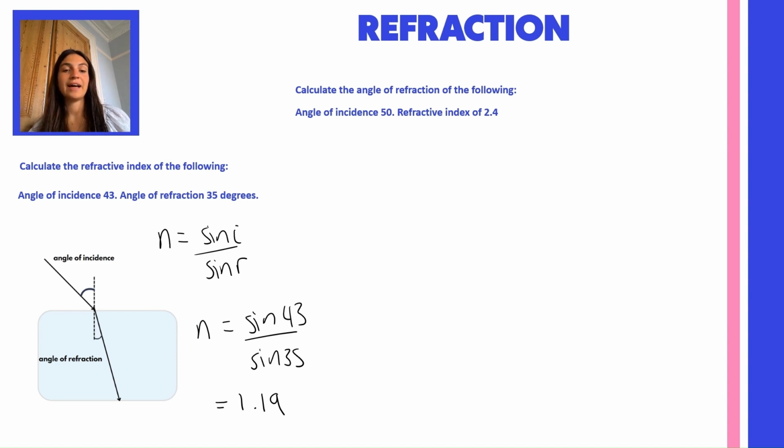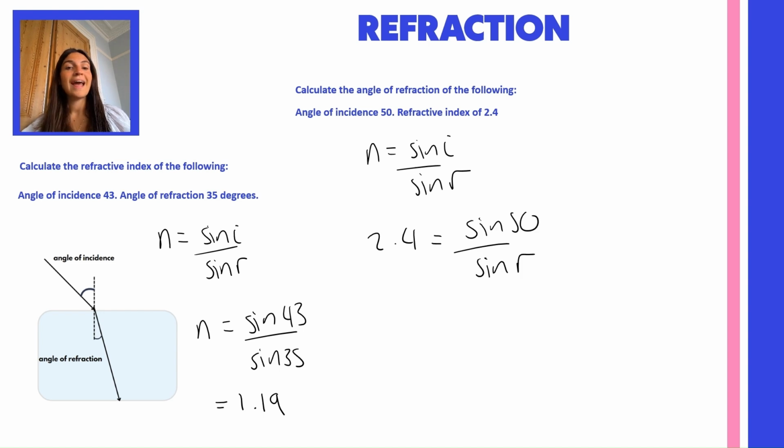Next question, calculate the angle of refraction of the following. You have an angle of incidence and this time you have a refractive index. So we're still using the same equation here, and let's plug the information that we have into the correct spot. So refractive index 2.4 is sine of 50 divided by sine r. Now let's rearrange that equation to give us sine r. So multiply both sides by sine r and then divide by 2.4. We have sine 50 divided by 2.4 is sine r.